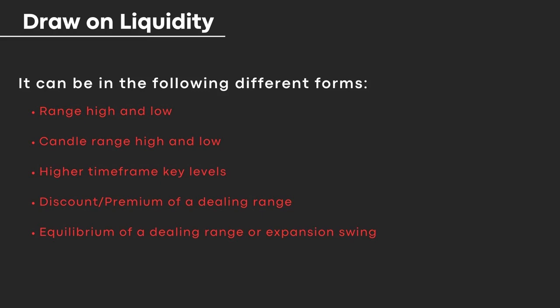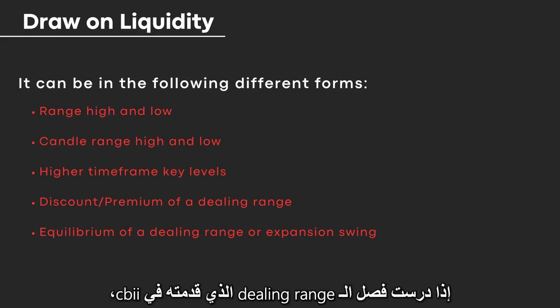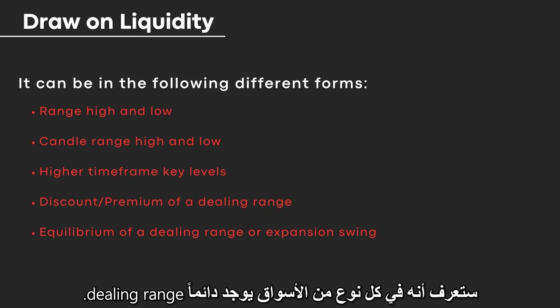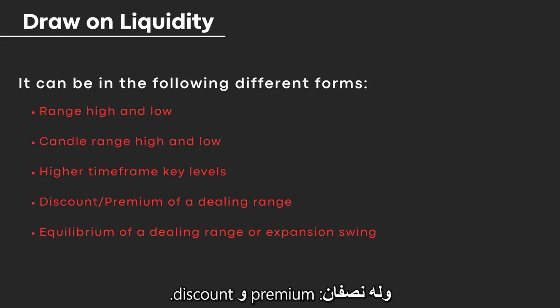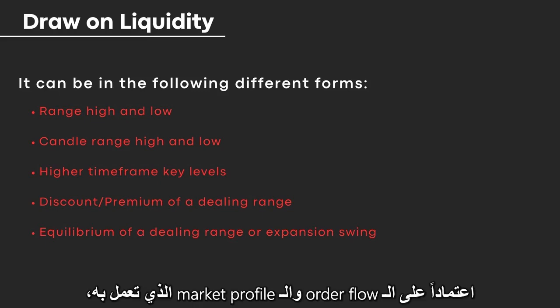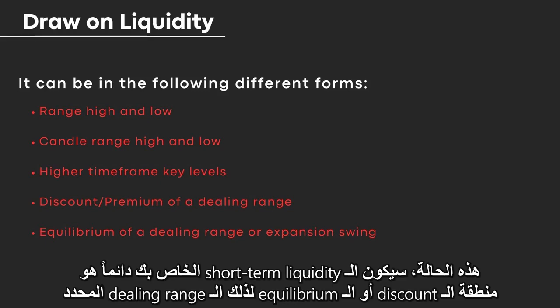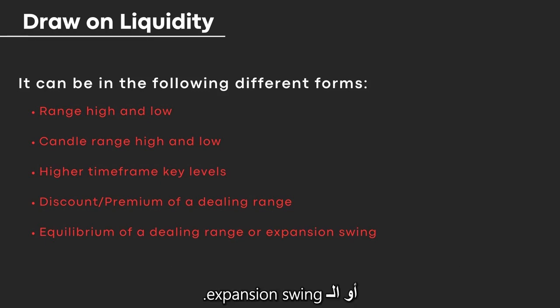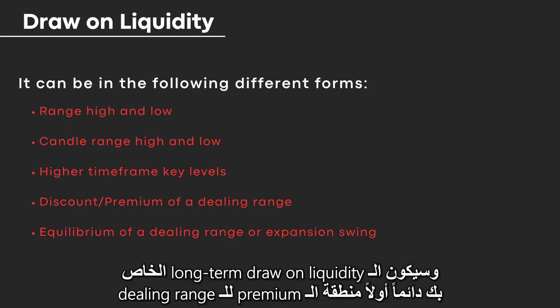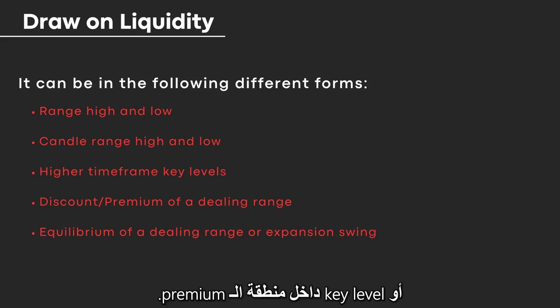Another form is discount slash premium of a dealing range. Now, if you've studied the dealing range chapter that I've made in CPI, then you would know that in every sort of market, there's always a dealing range and it has two halves, premium and discount. And then depending upon the order flow and market profile that you're working with, it can have two different qualities and characteristics, right? And if you're working with, let's suppose, a bullish order flow, then in that case, your short-term drawn liquidity would always be the discount or the equilibrium region of that particular dealing range or expansion swing, and your long-term drawn liquidity would always first of all be the premium region of the dealing range or a key level inside the premium region, right?